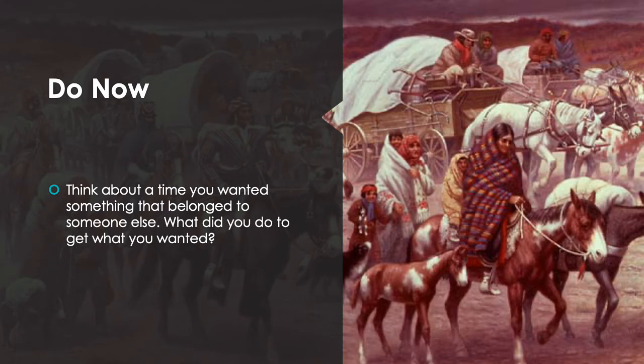For your do now, you're going to answer one question. Think about a time you wanted something that belonged to someone else. What did you do to get what you wanted? Try to keep in mind what method you used and what worked and what didn't. And if it did work, how did the other person feel when you got what they had? So go ahead and pause the video at this point and complete your do now question.